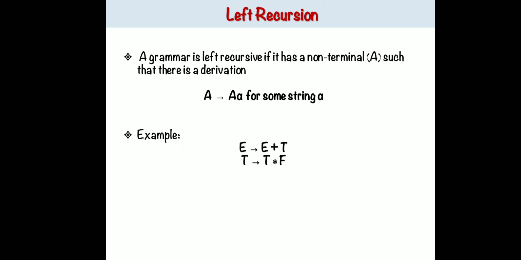In this slide, we will learn about left recursion. A left recursion is a grammar which has a non-terminal A such that there is a derivation A arrow A alpha for some string alpha. Here, all the non-terminals are considered as capital letters and terminals are considered as small letters, operators, parentheses, etc. Here is an example of left recursion.